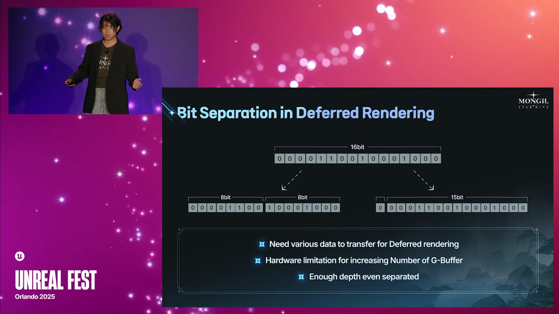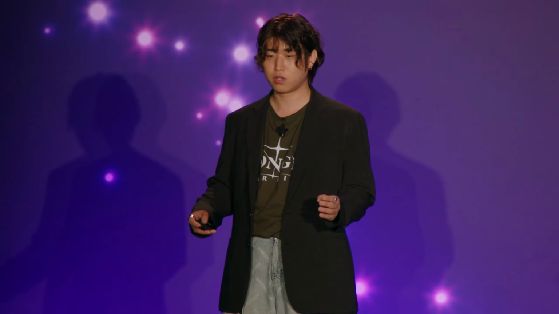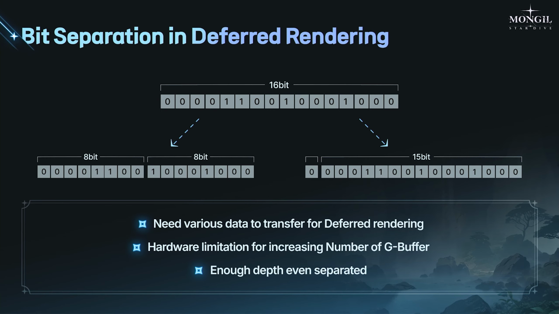Instead, we can split the 16 bits to store multiple types of data. For example, by dividing it into 8-bit segments, we can store two values with 256 levels each. Or if we split it into 1 bit and 15 bits, we can store one Boolean flag and another value with 32,768 levels of depth. In this way, we can make more efficient use of G-buffer storage without increasing memory usage or adding extra textures.